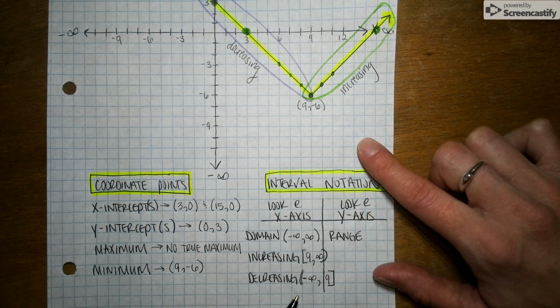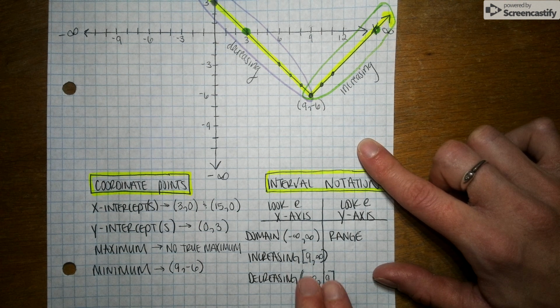Now what's neat about this type of graph is you can see when you look at the increasing and decreasing intervals, they are basically flipped around. My 9, or my x value of that minimum point, is on the left-hand side for increasing and on the right-hand side for decreasing. And then my infinities, whether they're positive or negative, are kind of opposite as well.